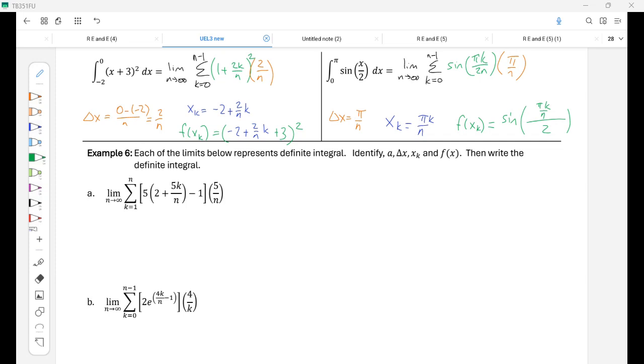That is going to be 5x minus 1. But let's start with our delta x. What's delta x in this thing? Yeah, 5 over n. That's what we're going to do next. And now let's identify our xk.